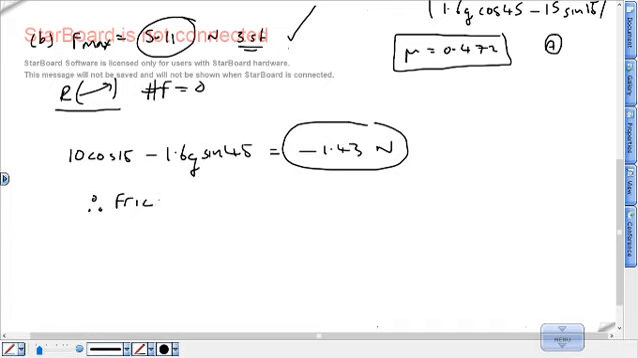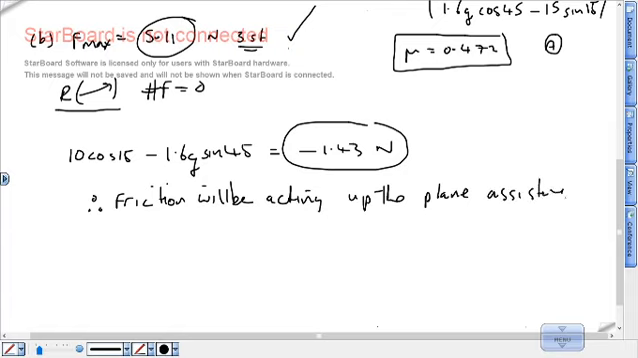Friction will be acting up the plane, assisting the tension, and is 1.43 newtons. Okay, so we aren't in limiting equilibrium, we are going to be stationary, but you're going to need that much going upwards to assist it.